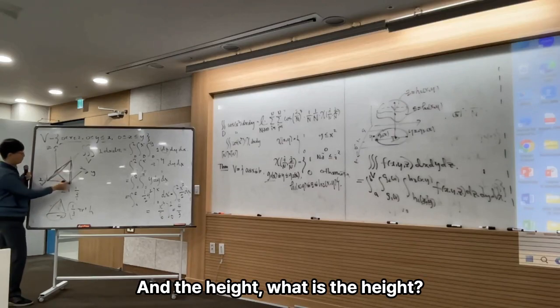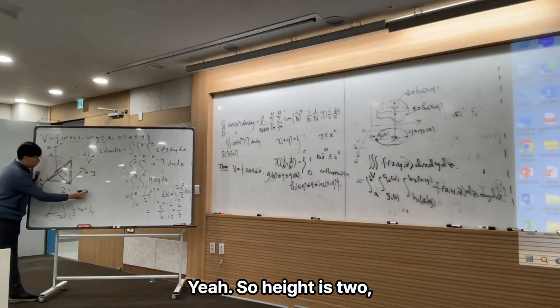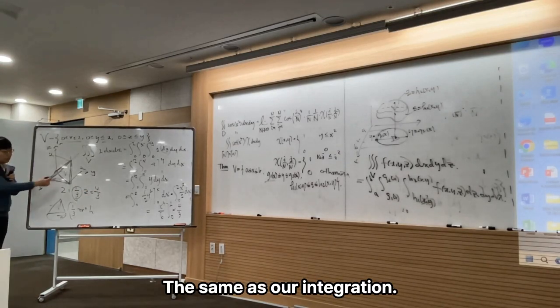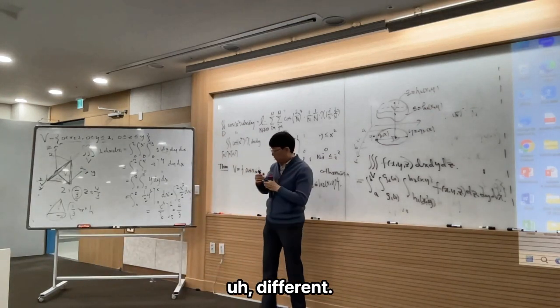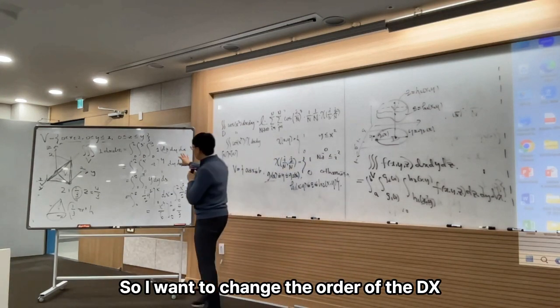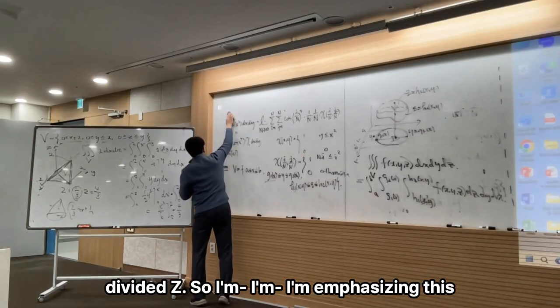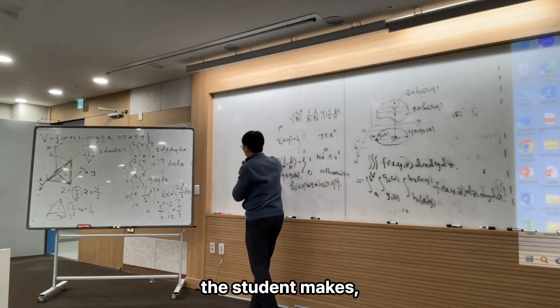And the height, what is the height? Height is 2. So height is 2, and then multiply 1 over 3, so you get 4 over 3, the same as our integration. So now I want to do something different. I want to change the order of dx, dy, dz. I'm emphasizing this because this is a common mistake students make.